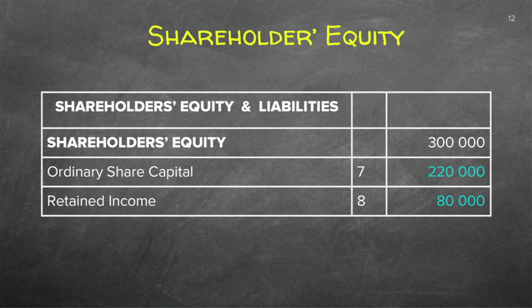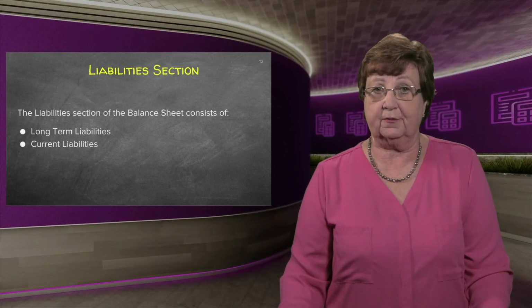So let's have a look at it. Here I've got shareholders' equity and liabilities, shareholders' equity. And again, if I were to put a little box around there, I've got ordinary share capital, note number 7, 220,000 Rand. I've got my retained income, note number 8, of 80,000. And if I add those two together, it equals my 300,000 Rand. So that's quite simple, and we can just refer to your notes.